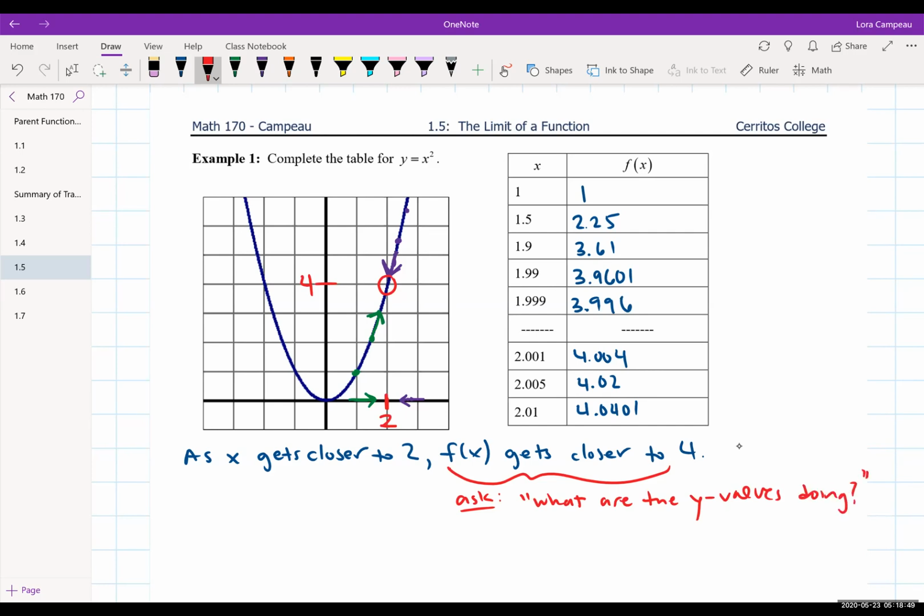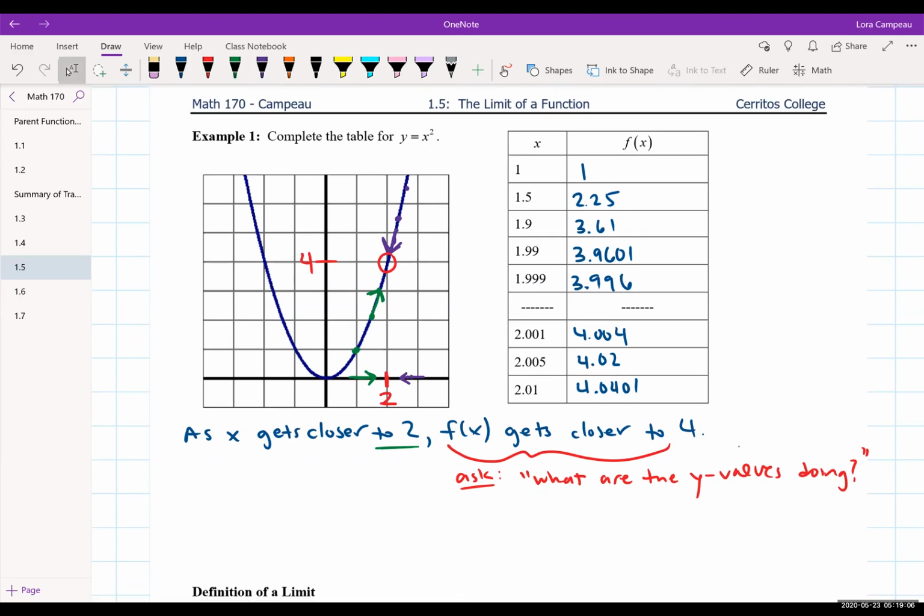So if you have an idea, as the x is getting closer and closer to a certain number in either direction, we are really interested in seeing what the corresponding y values are doing. Are they getting close to a number as well or not? We shall see.